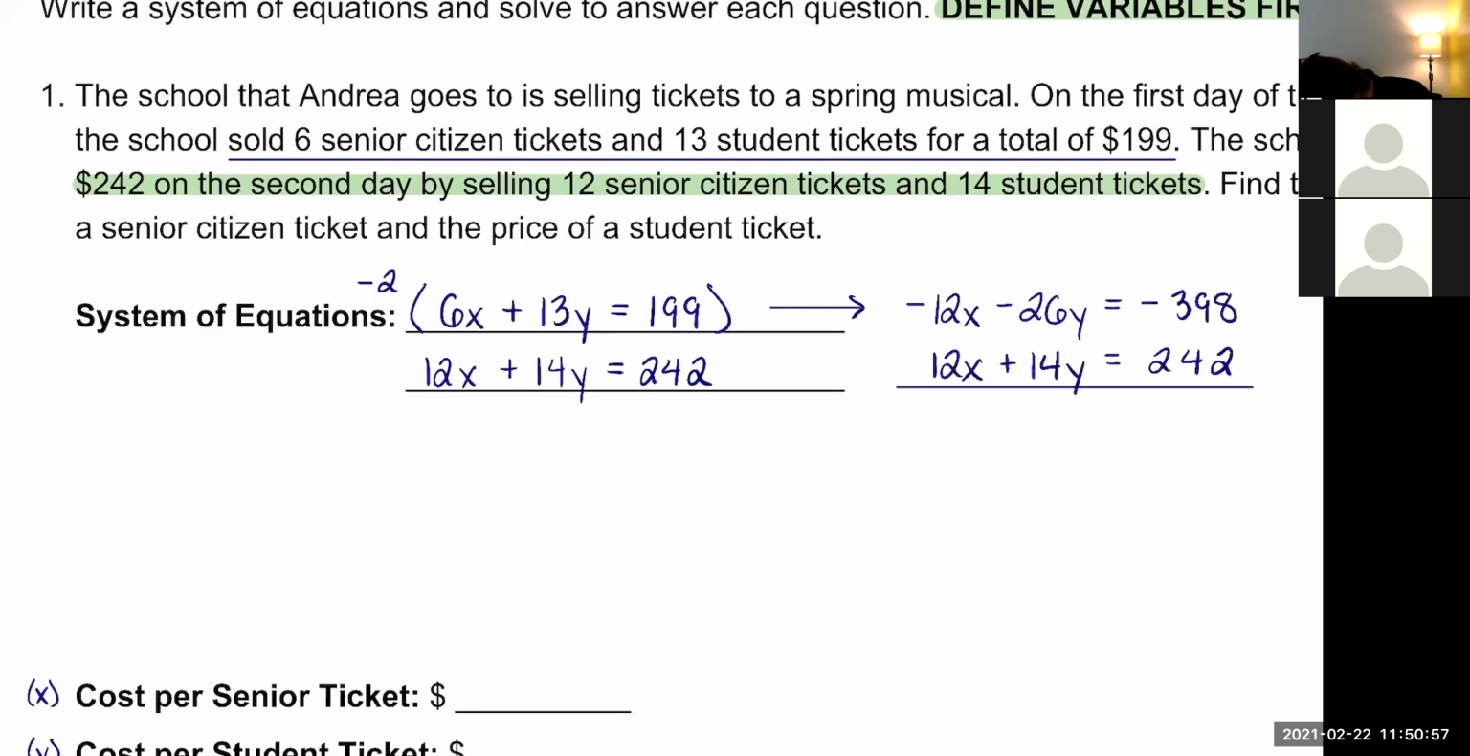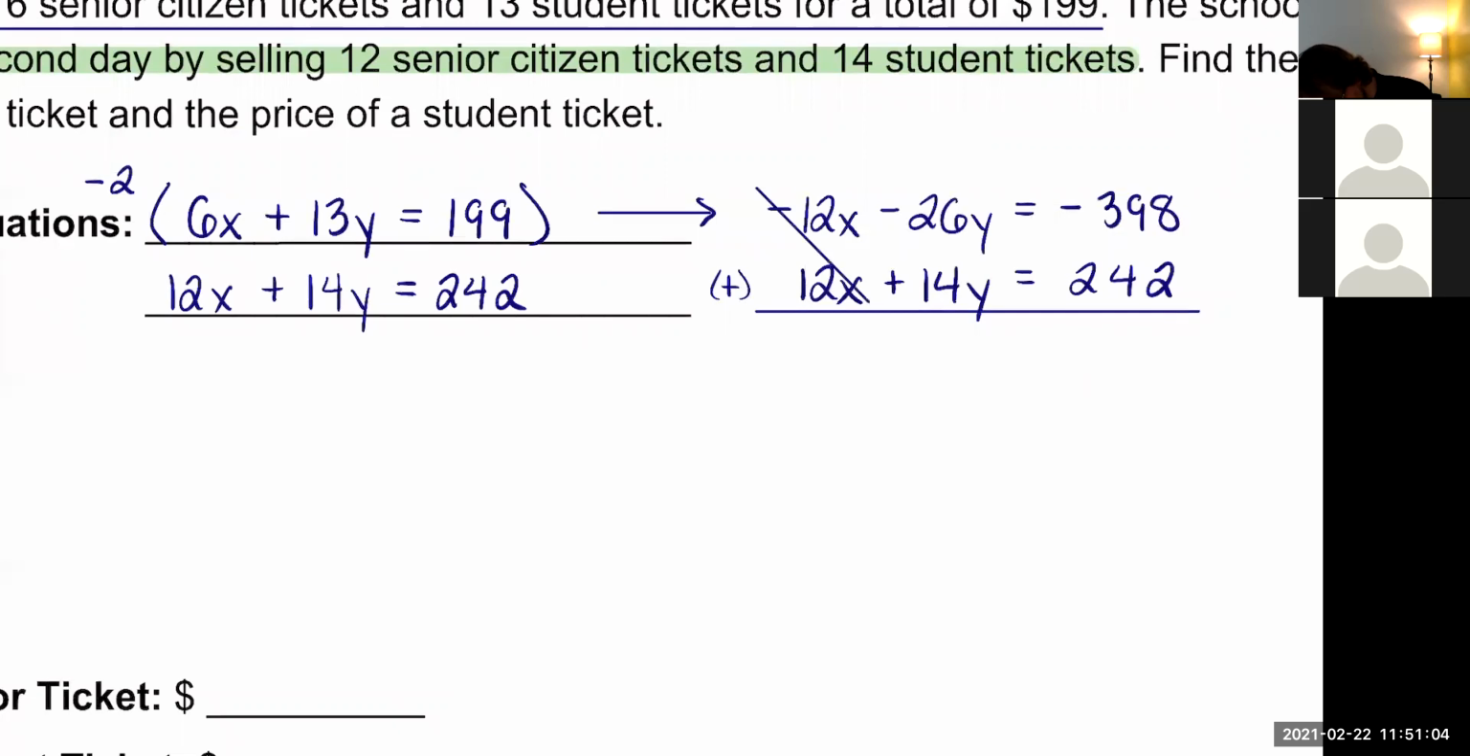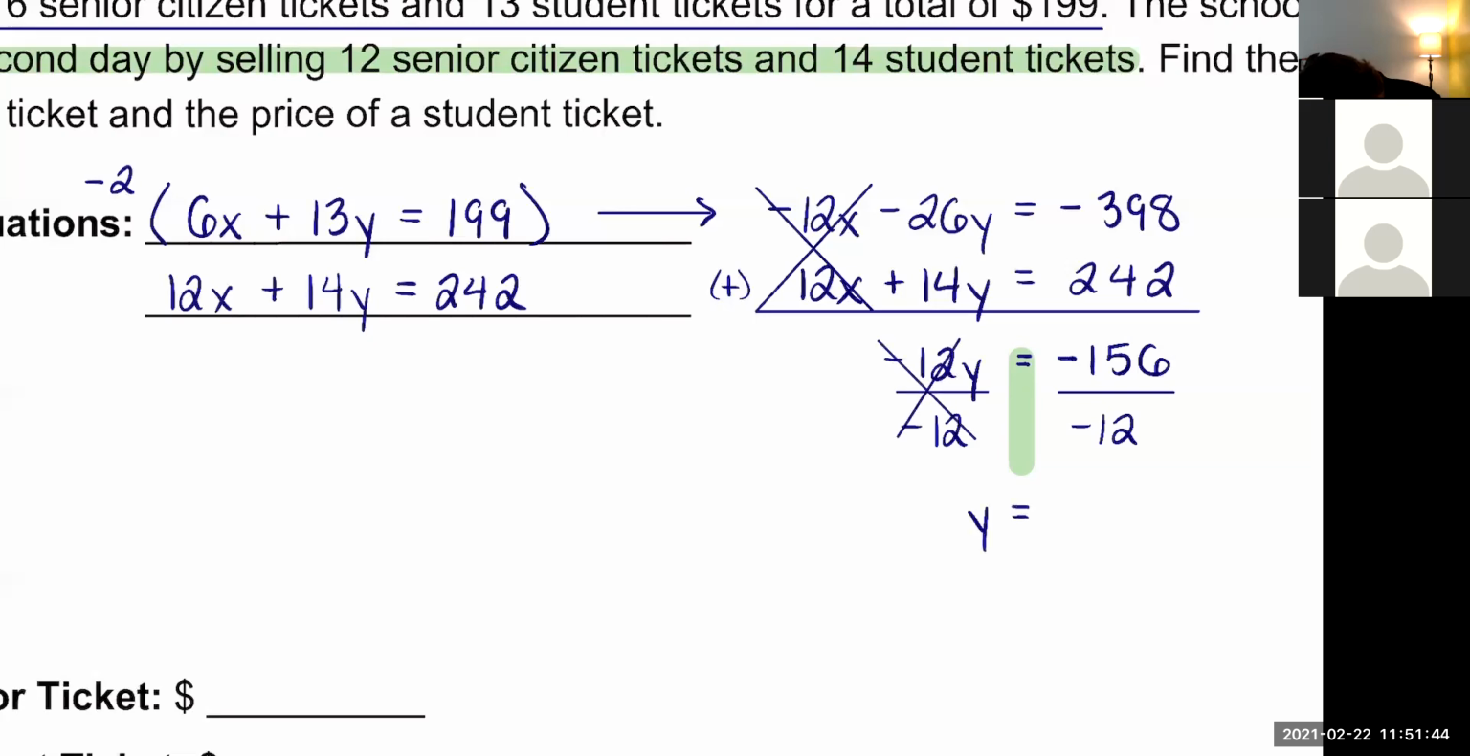And then I'm ready to add these two equations together. Because now in adding these two equations, my x's are going to eliminate. -26y plus 14y is going to give me -12y. And -398 plus 242 is going to give me -156, I believe. And then to finish solving this one, all I have to do is divide both sides by -12. Y equals 13? Awesome. Positive 13.